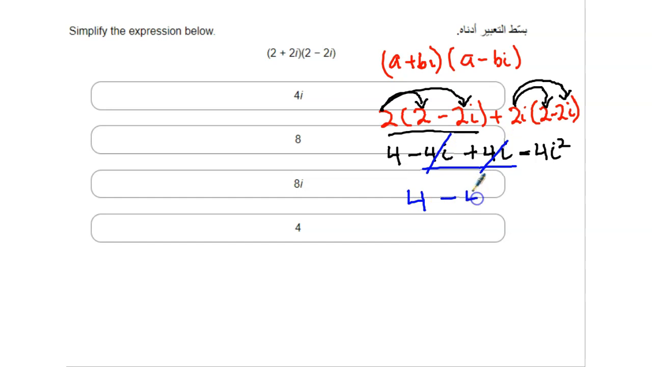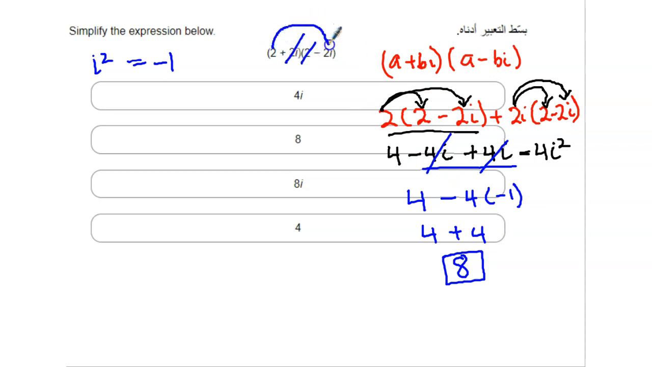Then minus 4 times i squared. You have to know that i squared is equal to negative 1. So here, negative 4 times negative 1 will be plus 4, and that's where the 8 is coming from. And as you do more, you will understand that anytime there is a difference of 2 squares, this and this will go away, so all you have to do is multiply this.